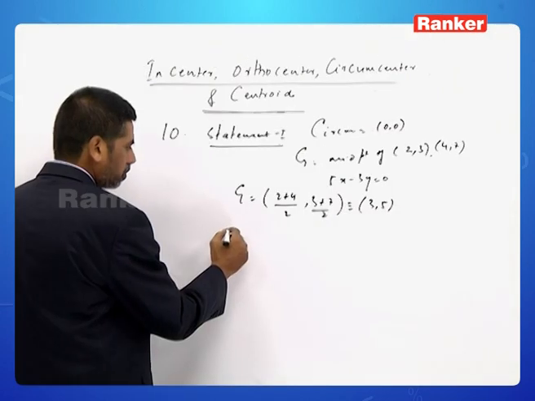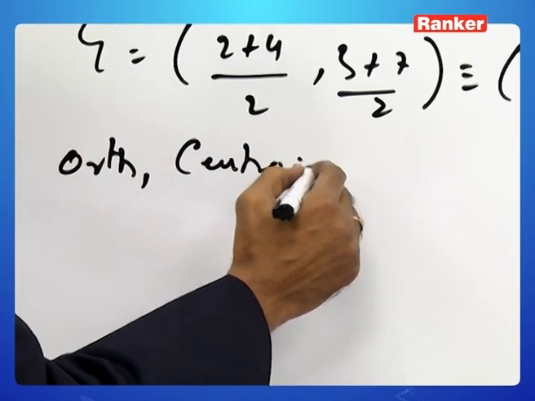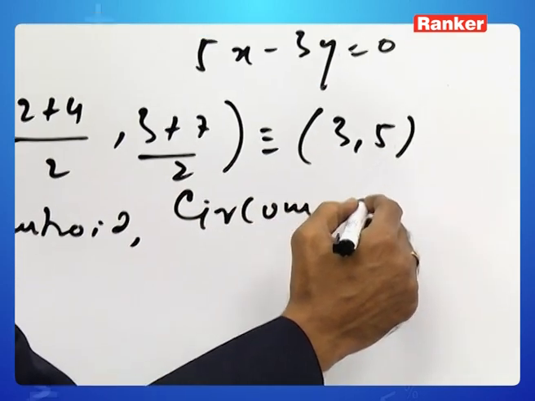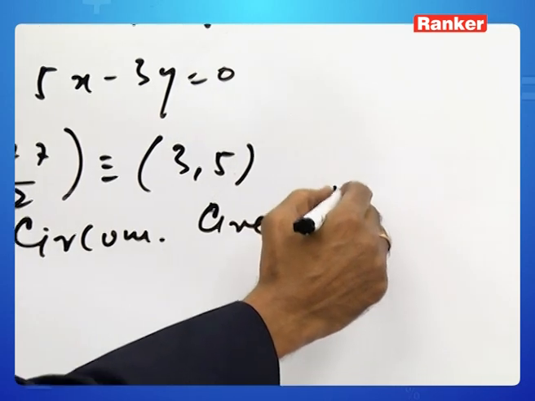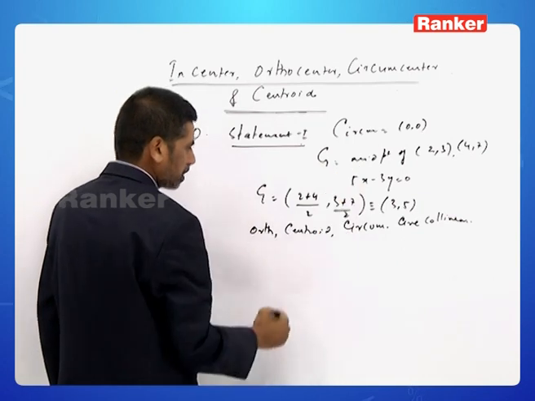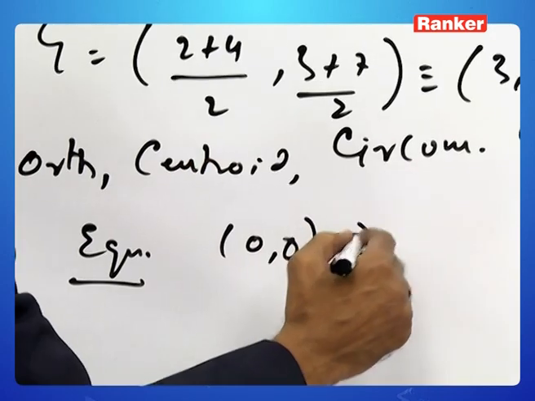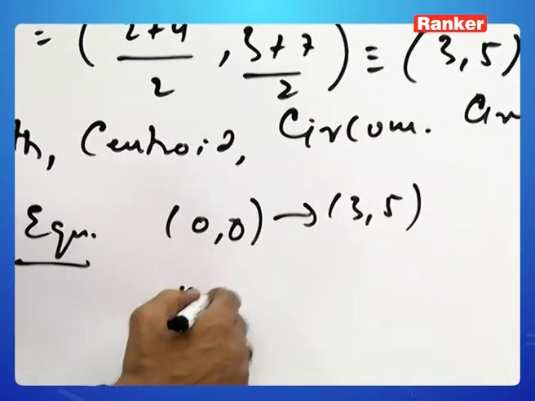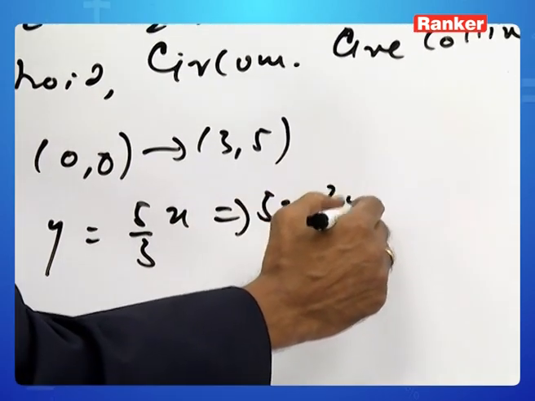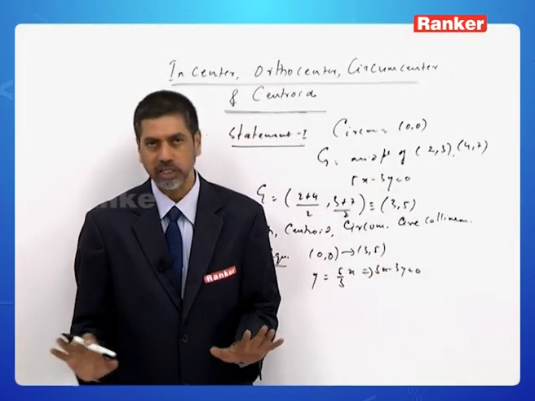Now, what is that we know? Orthocenter, centroid and circumcenter are collinear. That means they lie on the same straight line. So, the equation joining origin to (3, 5) will be y is equal to 5/3 x, which means 5x minus 3y is equal to 0. So, whatever he has made about that line is correct. So, statement number 1 is correct.